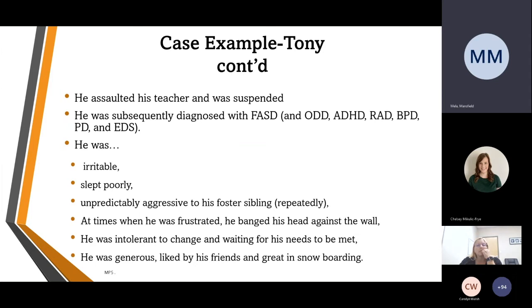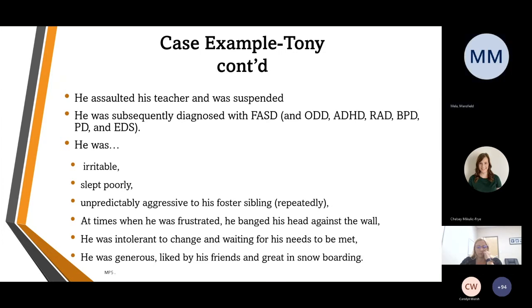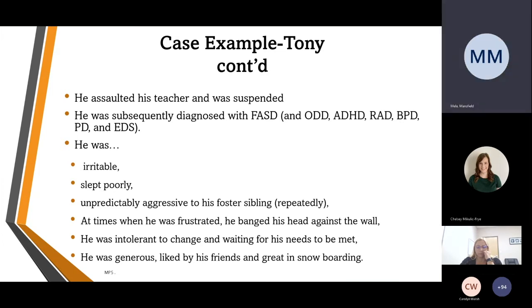but not before having been given a range of other diagnoses: oppositional defiant disorder, attention deficit hyperactivity disorder, reactive attachment disorder, borderline personality disorder, panic disorder, and explosive disorder syndrome. He was noted to be quite irritable. He slept poorly. And even with his siblings, he was unpredictably aggressive. This made for quite difficult parenting, and every attempt to guide his behavior sometimes led to him feeling easily frustrated to the extent of banging his head.